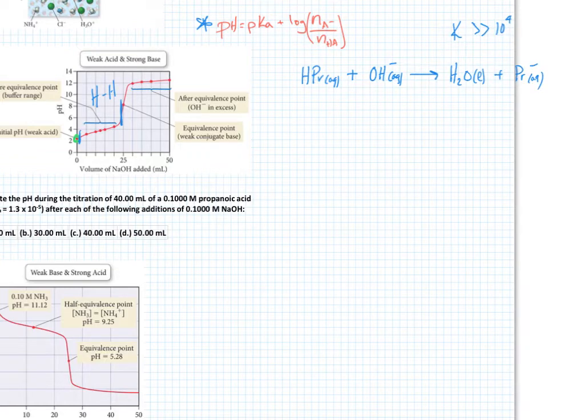Now, a little bit different from the last problem. We are going to make a mole table. We're not going to make an ice table. We're going to take basically a stoichiometry table of the number of moles of these two starting reagents. So in this problem, we're going to say number of moles initial, number of moles change, and number of moles final.